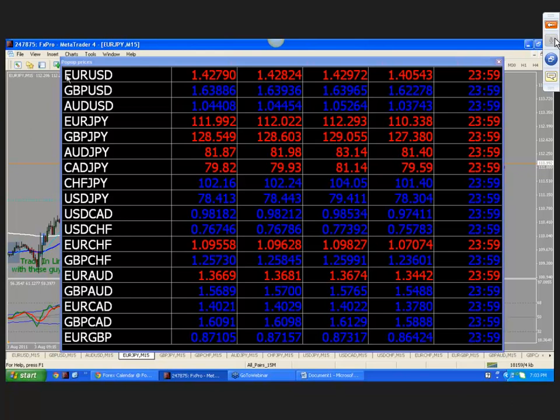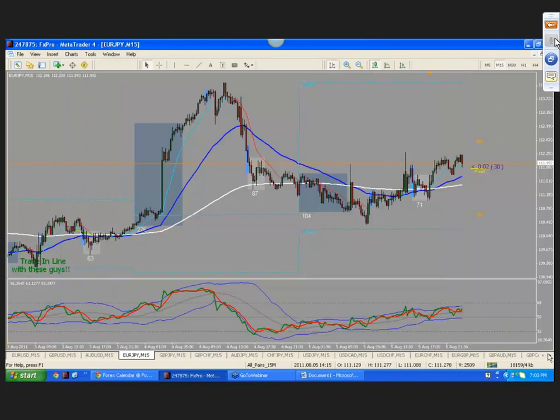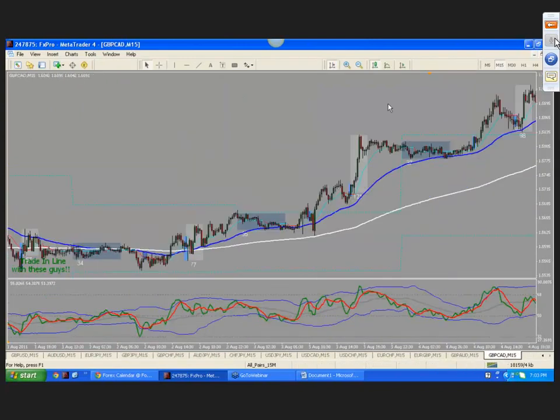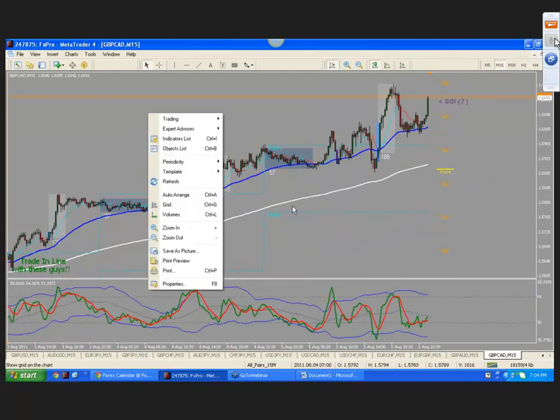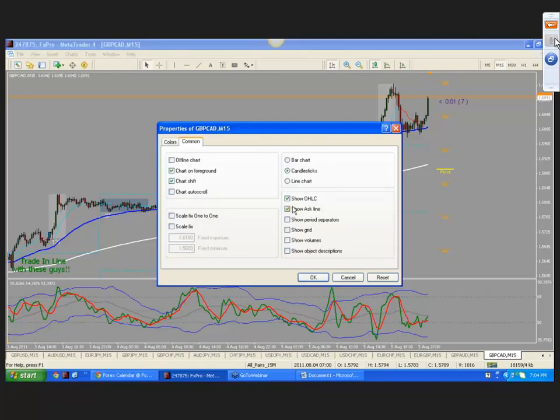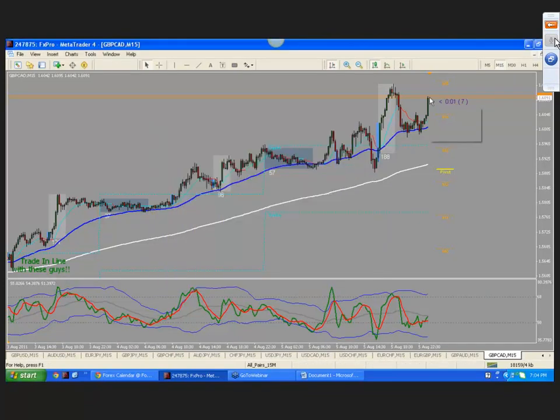Oh, yeah, the other thing I do is, on your platform, you can show the ask line as well. On some of these, when it's far enough apart, you'll see two lines, the bid and the ask. You just right-click Properties, then click on Show Ask Line, and you'll see the difference between the bid and the ask.